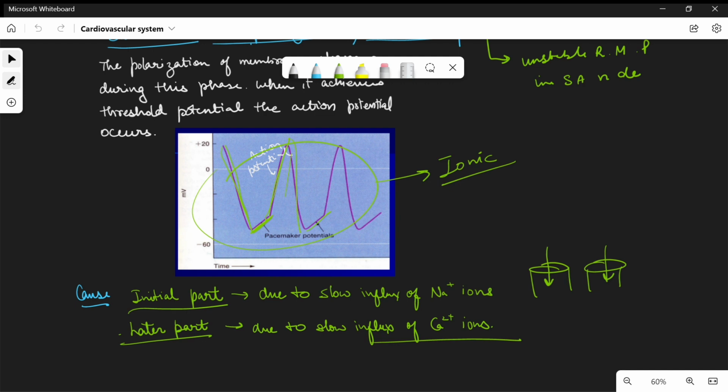Done. So this is all about the cardiovascular system. Two topics we have studied: general characteristics of the cardiovascular system and the properties of the cardiovascular system.